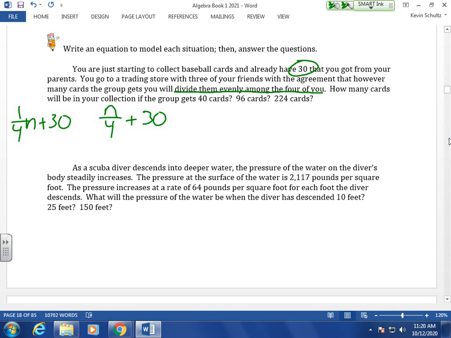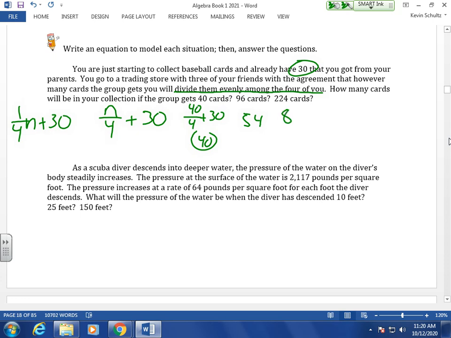So for 40 cards, you've got 40 divided by 4, which is 10, plus 30, you have a total of 40 cards in your collection. If your group gets 96 cards, 96 divided by 4 is 24, plus 30, you'd have 54. And 224 divided by 4 is what? 70. Oh, I wrote it down.